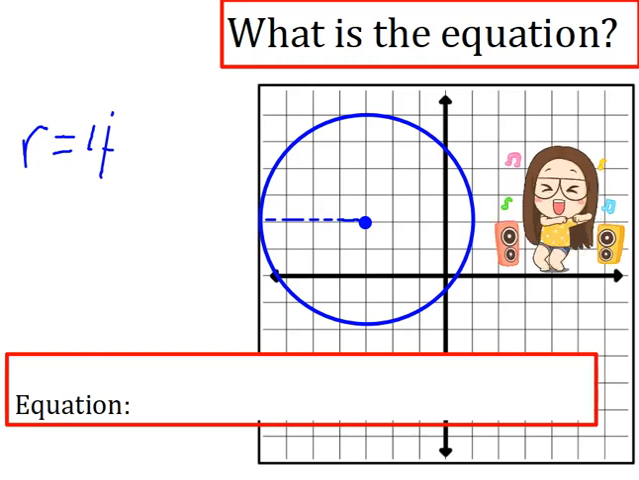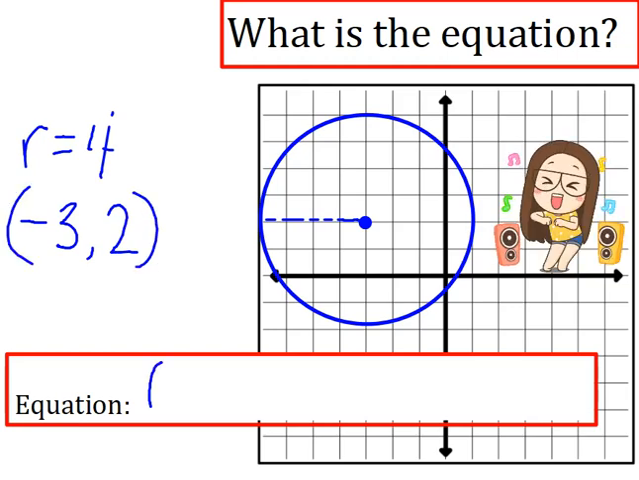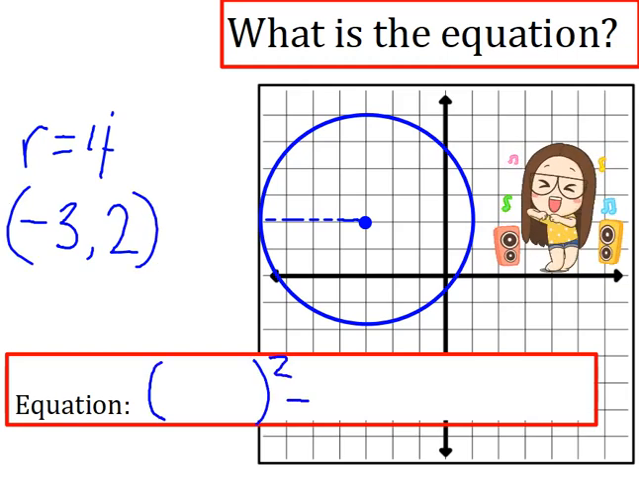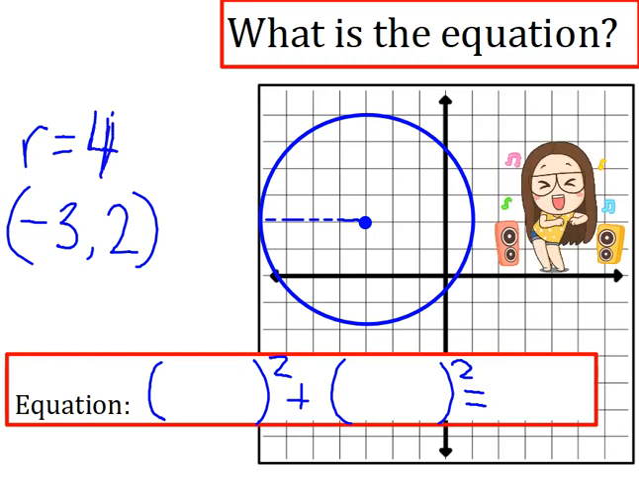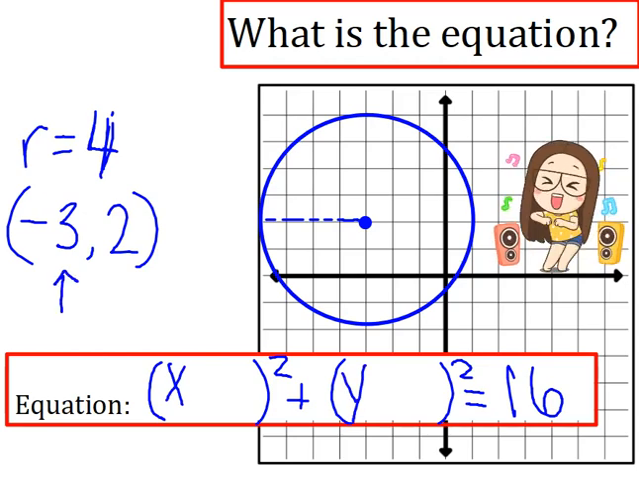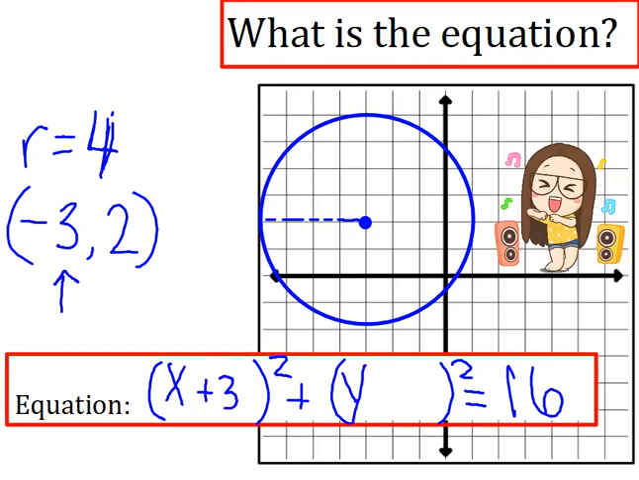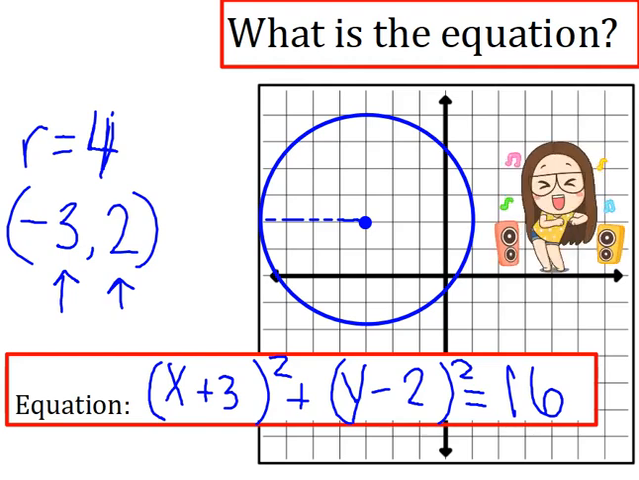Okay, 3 spaces back, 2 up. Open, closed, squared, sum, open, closed, squared, equals. Radius is 4. 4 times 4 is 16. X goes here. Y goes here. A negative 3 means plus 3. A positive 2 means minus 2. Ta-da! There's the equation of this particular circle.